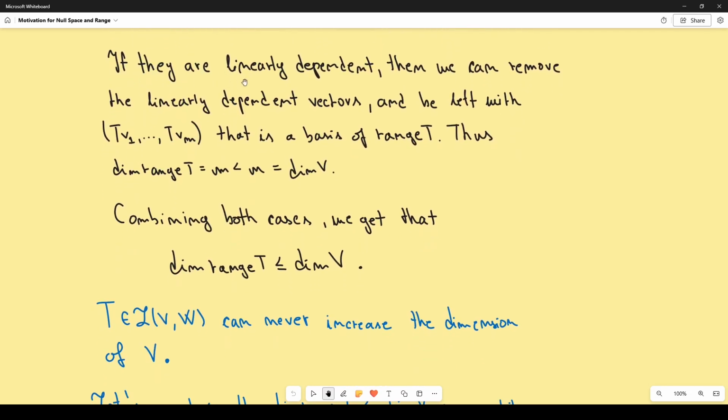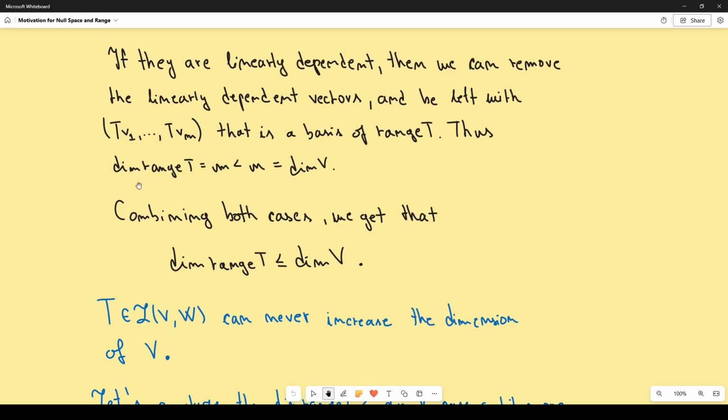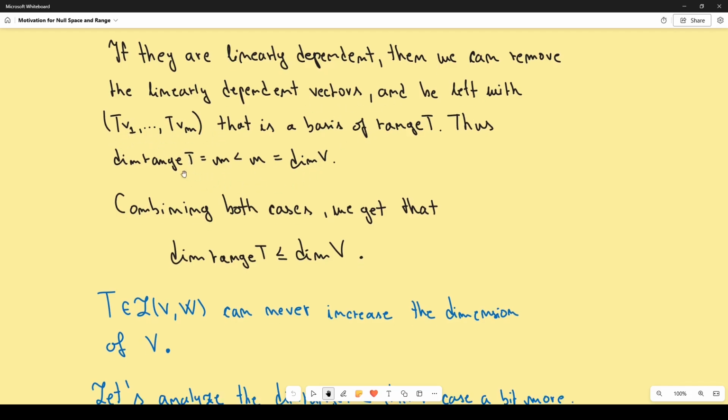Now, if they are linearly dependent, then we can remove the linearly dependent vectors and be left with this list over here. That is the basis of range T. Thus, the dimension of range T in this case is equal to m, which is strictly less than n. We have to remove at least one linearly dependent vector, which is strictly less than the dimension of V.